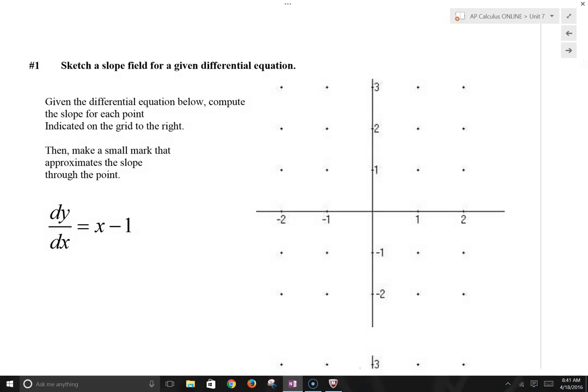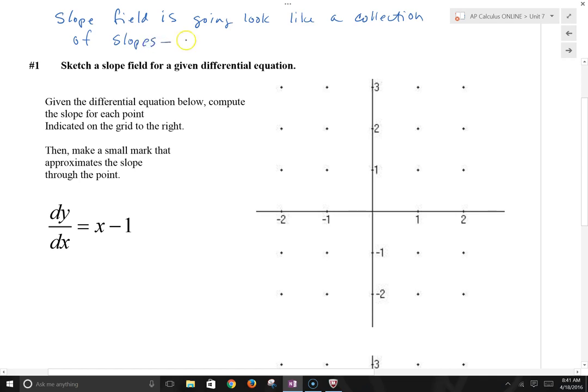Alright, so a slope field is going to look like a collection of slopes. It's not going to look like a solution or a smooth curve. So let's take a look at what that would look like.